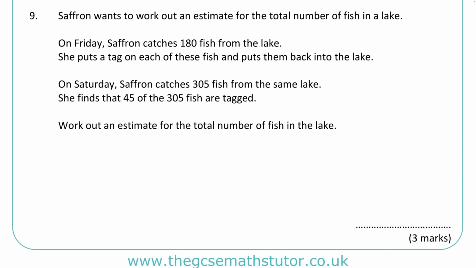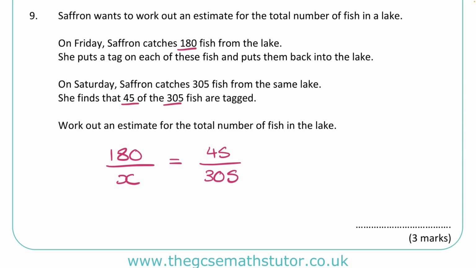So this is capture recapture. Here we have a sample that we have caught, 45 out of 305, and here we have the first sample, which was 180, but we don't know the total. So in the first capture, it was 180 out of, and we need an unknown or use the letter X. In the second capture, the tagged ones, we have 45 out of 305. Now what we're going to do is assume that these are equivalent and use that to help us figure out what that value of X is.